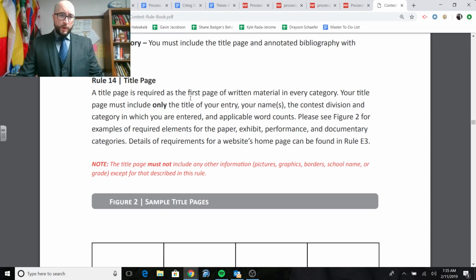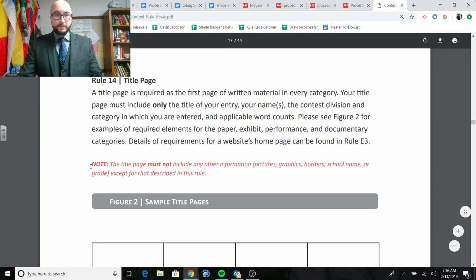A title page is required as the first page of written material in every category. Your title page must include only the title of your entry, your names, the contest division and category in which you are entered, and applicable word counts. Please see Figure 2 for examples of required elements for the paper, exhibit, performance, and documentary categories. Details of requirements for a website homepage can be found in E3.